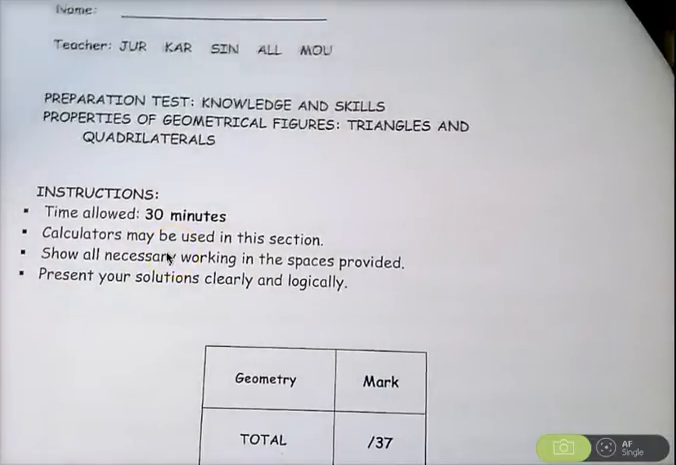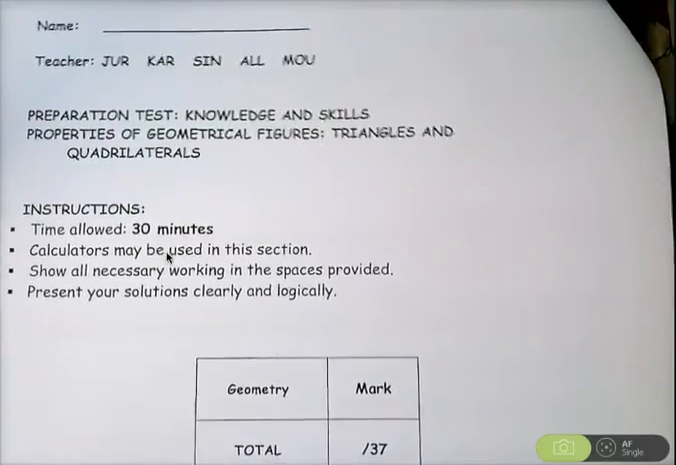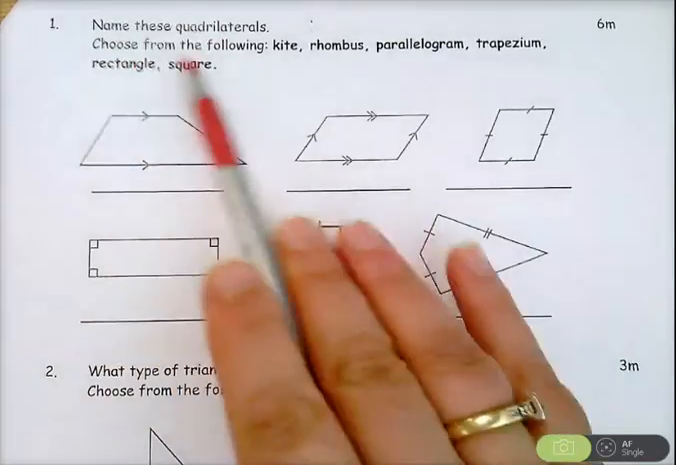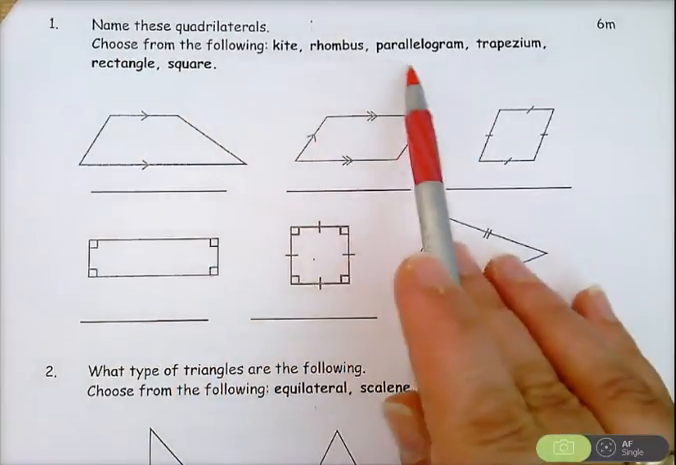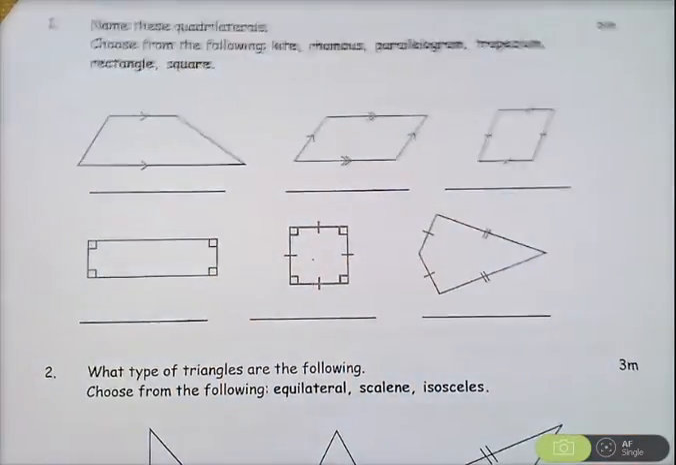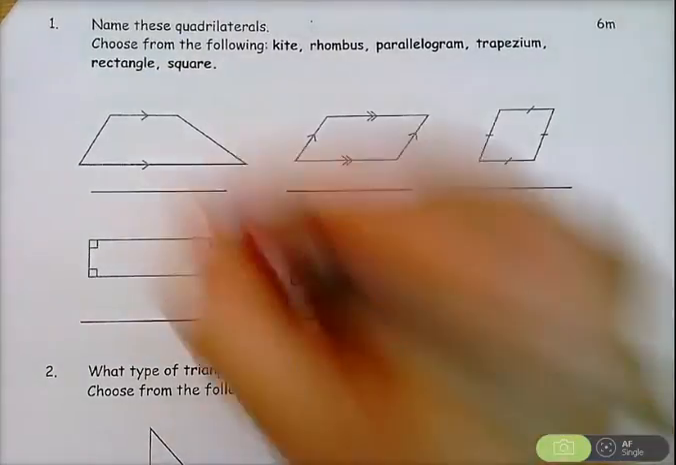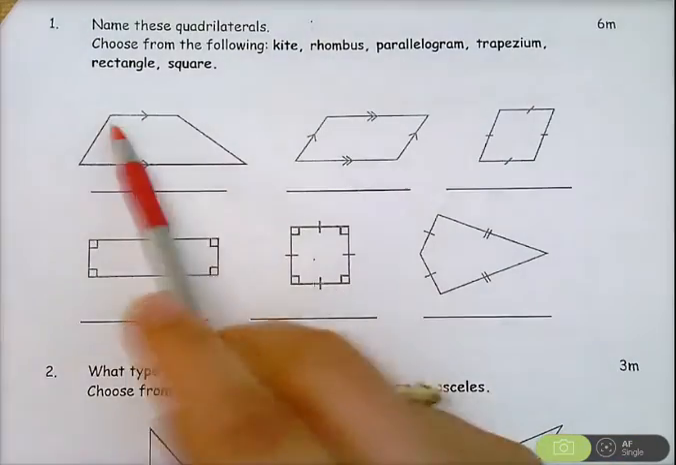Okay, girls, this is just a video going through the prep test for geometry, properties of geometrical figures, triangles and quadrilaterals. Name these quadrilaterals and you can choose from the following: kite, rhombus, parallelogram, trapezium, rectangle or square. The first one, anyone? Just tell me what you notice about that shape.